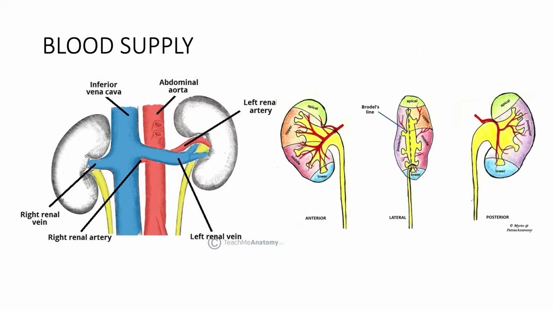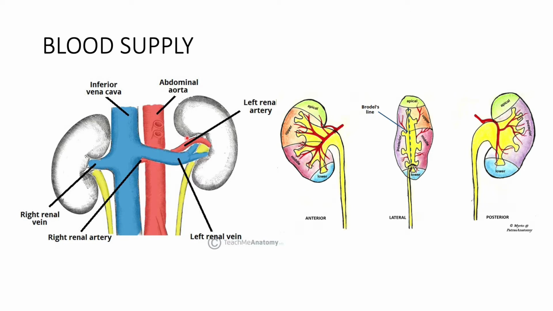The kidneys are supplied with blood via the renal artery, which arises directly from the abdominal aorta. Okay. Now, due to the anatomical location or position of the abdominal aorta, which if you notice, is slightly to the left, the right renal artery is longer and crosses the vena cava posteriorly. Okay. The renal artery enters the kidney via the renal hilum, as discussed earlier.